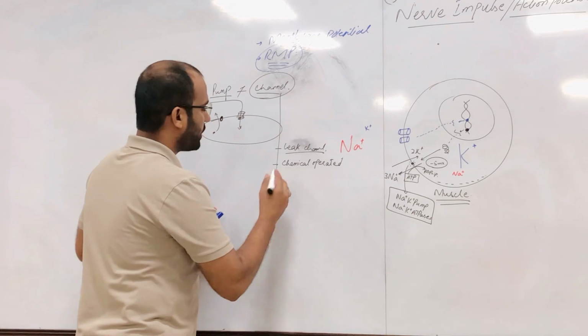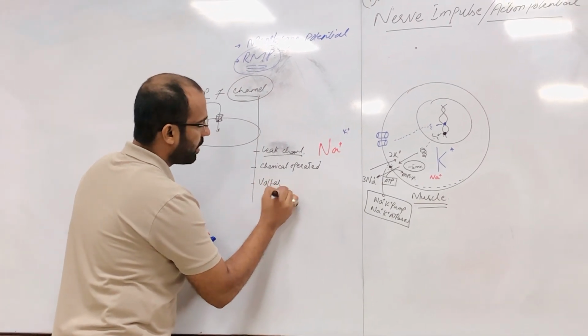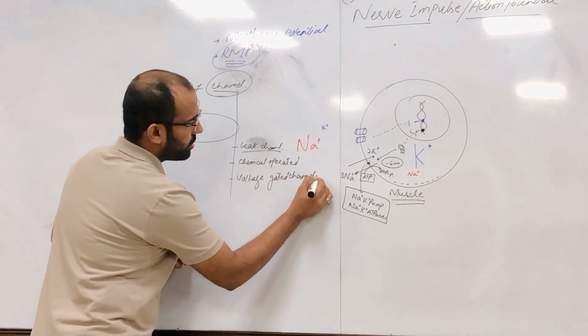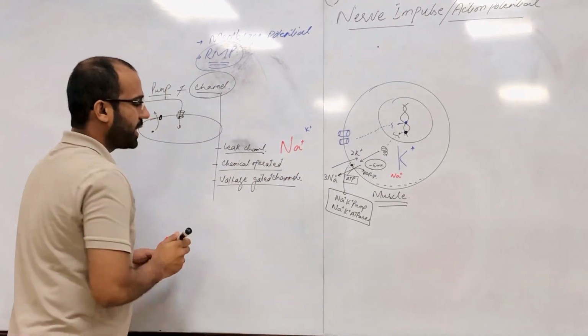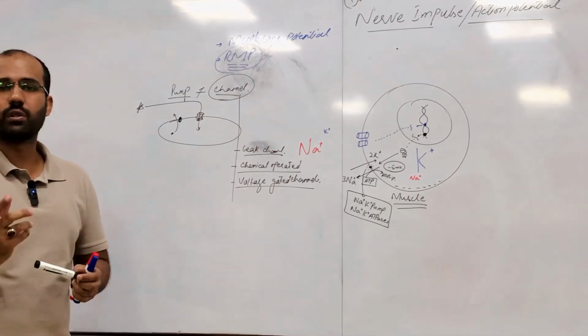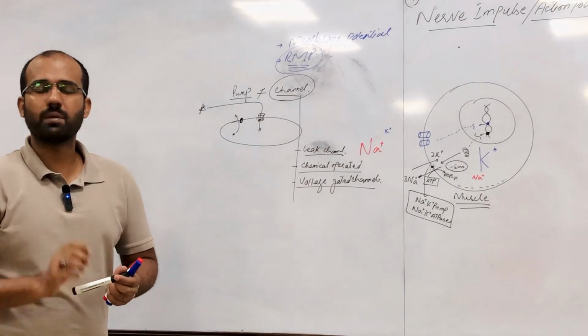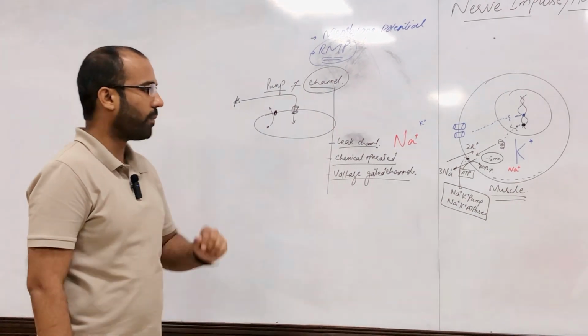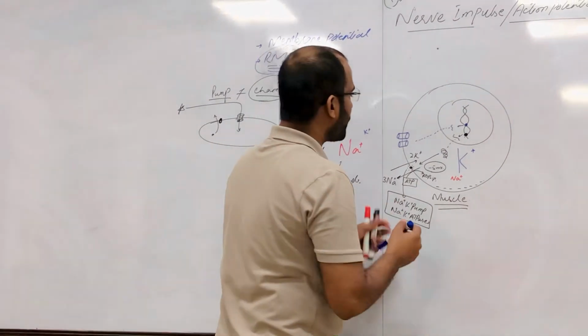And then there are the voltage gated channels. Voltage gated channels mean these channels are sensitive to the voltage, the potential across the plasma membrane. So, we have ultimately these three kinds of channels. Now, what are these channels? These are the potassium leaky channels.